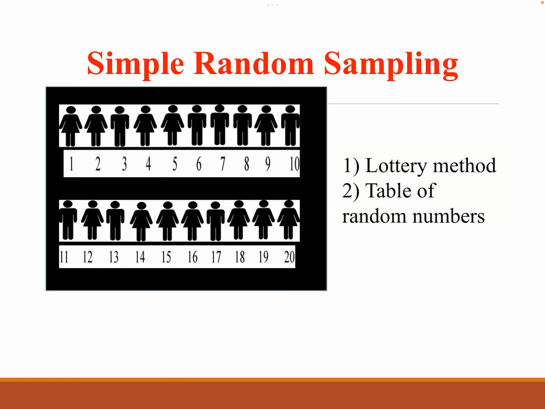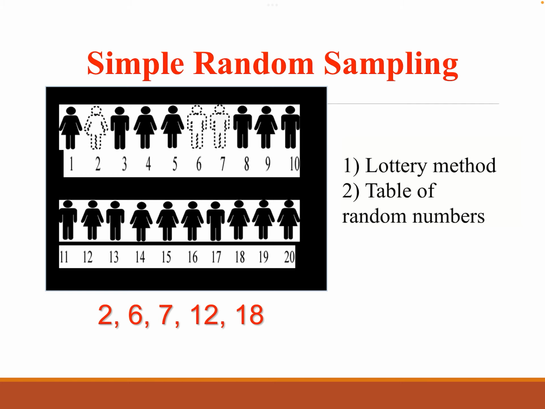Coming to simple random sampling. In simple random sampling, we select the samples randomly using the lottery method or table of random numbers. Here we select 2, 6, 7, 12 and 18. These are numbers which have been selected randomly. Everyone has an equal chance of being selected.